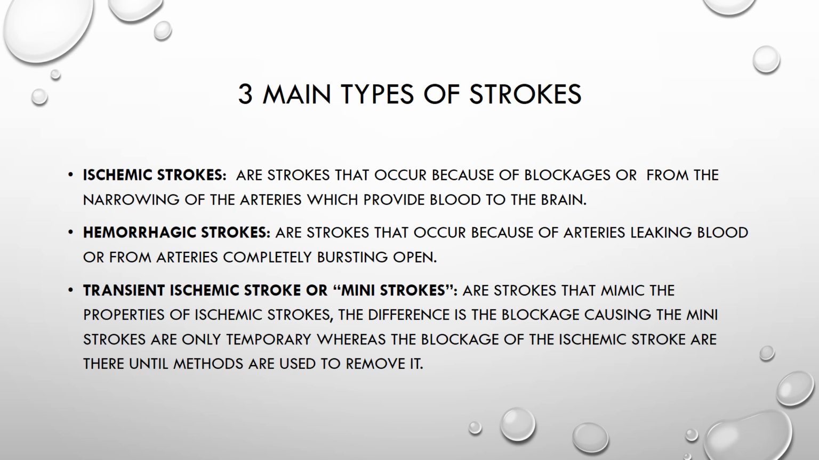The final type of stroke is known as transient ischemic attacks, or mini strokes, which are strokes that mimic the properties of ischemic strokes. The difference is the blockage causing the mini strokes is only temporary, whereas the blockage of the ischemic strokes is there until methods are used to remove it. Mini strokes are used as indicators of future full-out strokes.